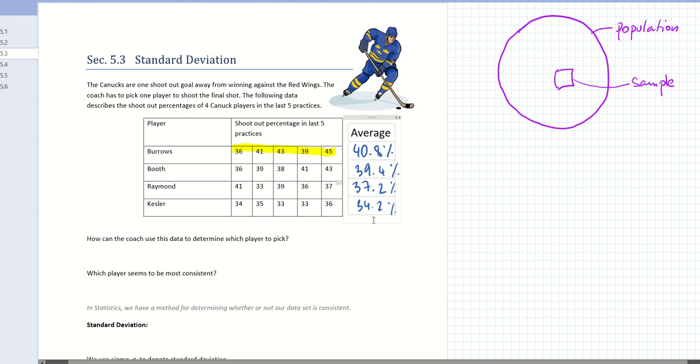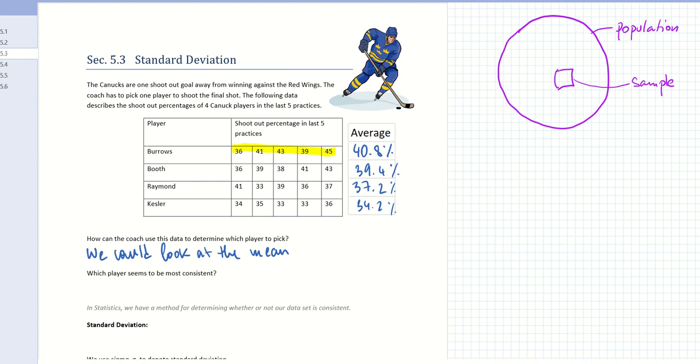So how can the coach use this data to determine which player to pick? Well, we could look at the average. We could look at the mean or the average. But this does not tell us which is the most consistent player. It just gives us the overall average for each player.